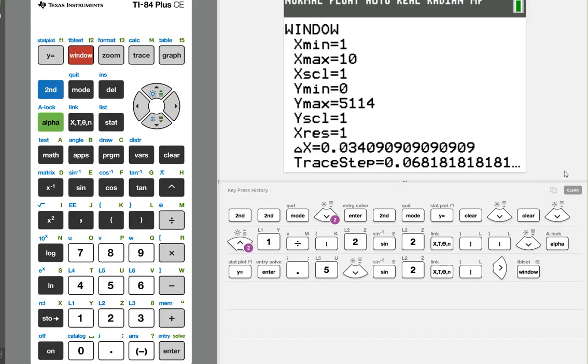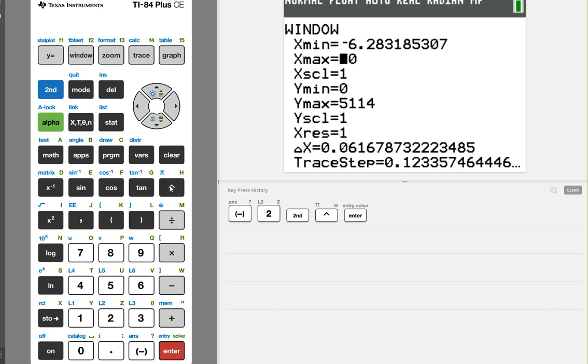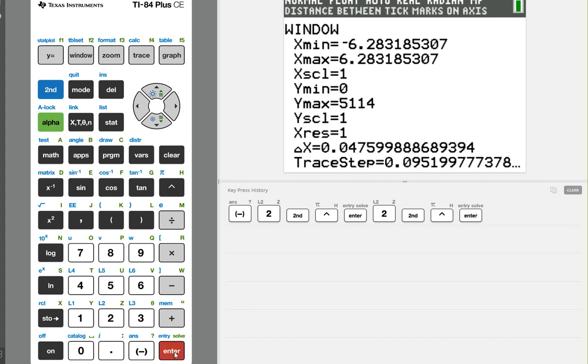So let's go up to the window. Let me clear out these. I'm going to type in negative 2 second up arrow. That's going to be negative 2 pi. Now the nice thing about that is it puts pi in there as a symbol. The bad thing about that is as soon as I hit enter, it's going to replace it by the decimal value. Whoops. Oh well. I don't know why they don't just leave it as negative 2 pi. And up here to 2 pi. I like going to negative 2 pi and 2 pi because a lot of times those are nice even multiples and your graph works out nice there.